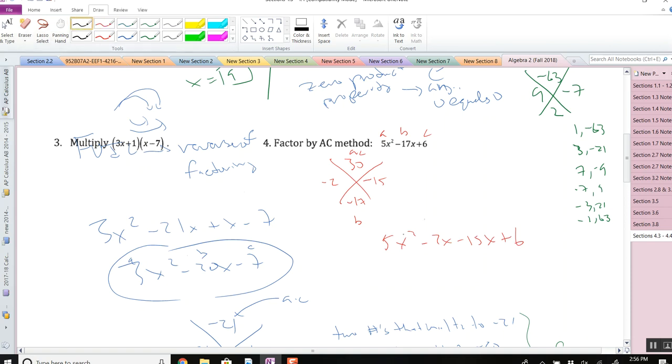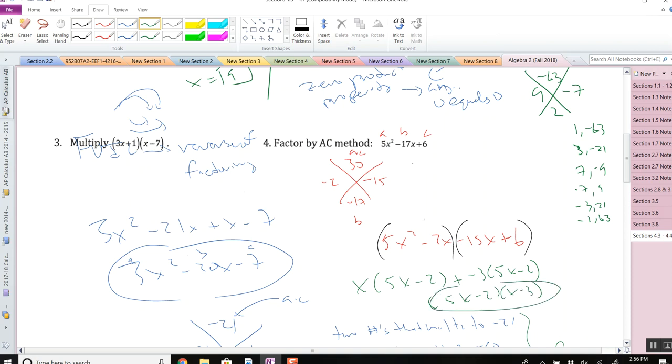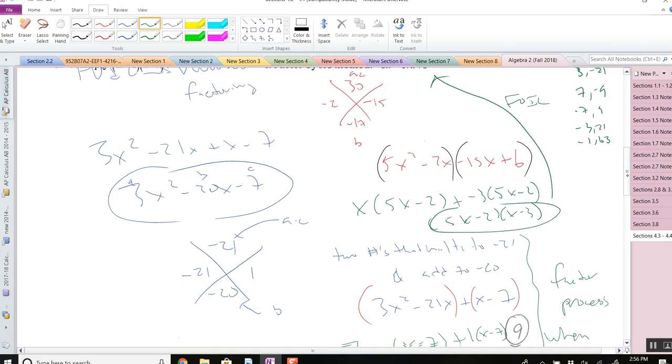So we're going to factor by grouping. What's going to happen is I'm going to pull out an x to get 5x minus 2. I'm going to pull out a -3 to get the same thing. All right, 5x minus 2, x minus 3. And if you were to FOIL, it will get you back to this. That's how you can check your work.